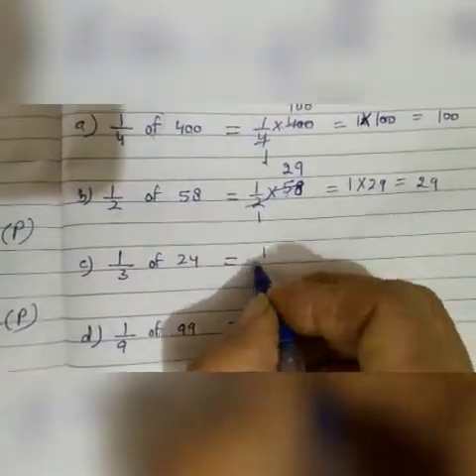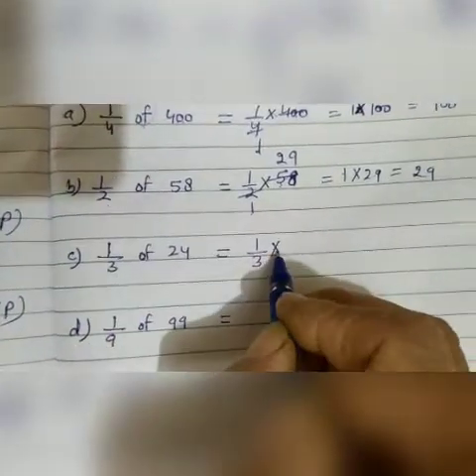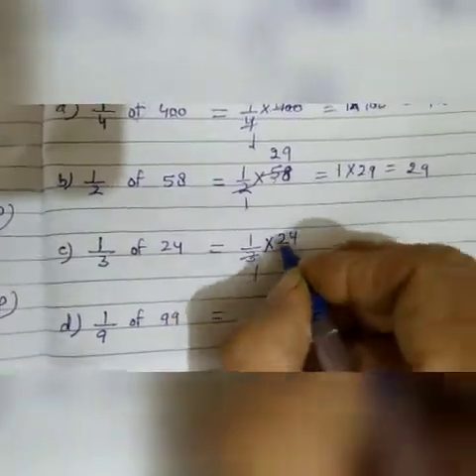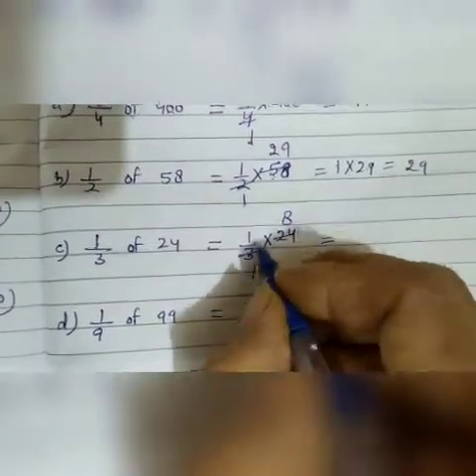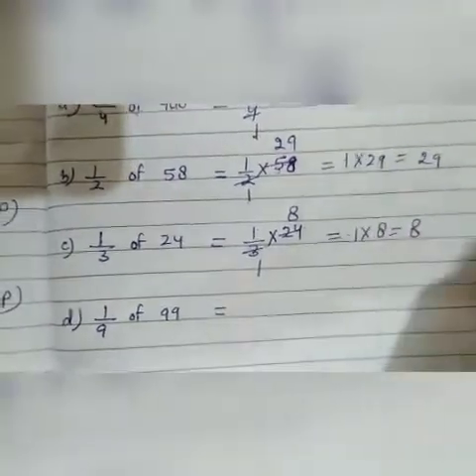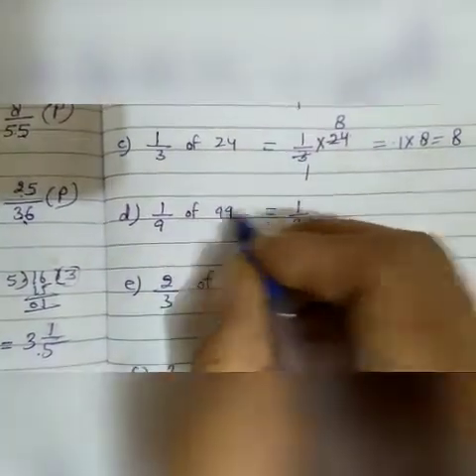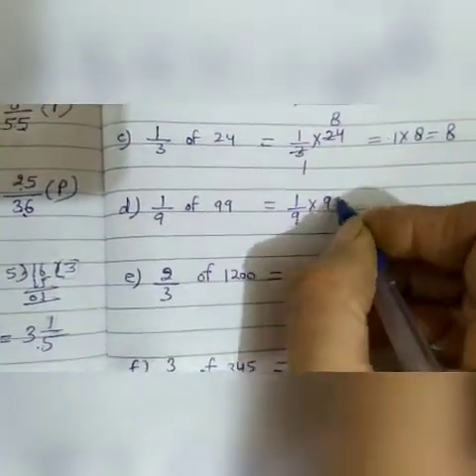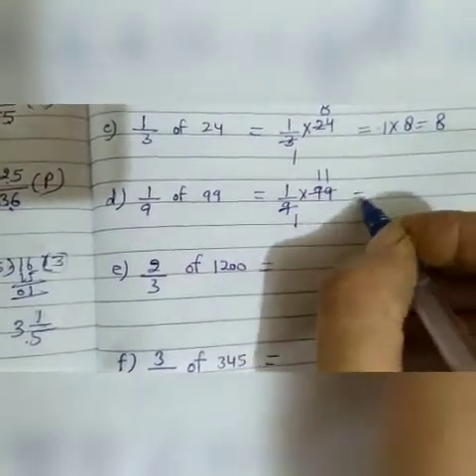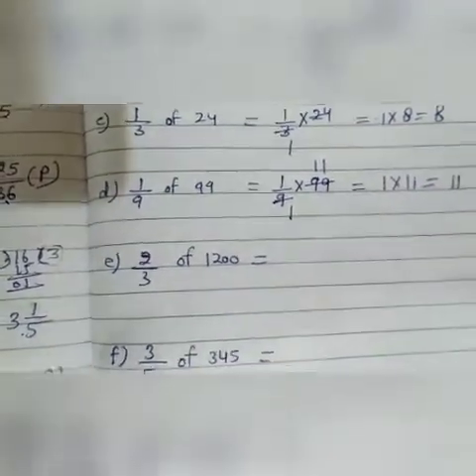Next, this is 1 upon 3, in place of "of" we will write into, then this 24. Again simplify it. 3 ones are 3, 3 eights are 24. So this is 1 into 8, 8. Do this part. 1 upon 9 of, into, then this 99. 9 ones are 9, 9 ones are 9, 9 ones are 9. Then this is 1 into 11, 11.